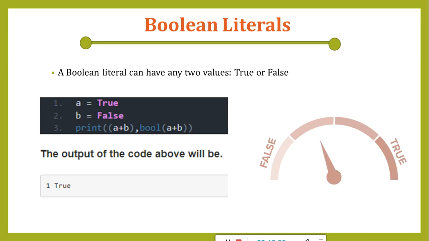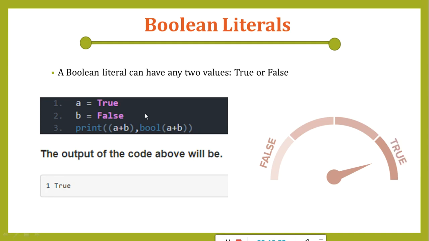True stands as a 1, false means 0. So if we are taking A plus B, what we are doing is 1 plus 0. So 1 plus 0 becomes 1. While printing A plus B, you can see here it is printed as a 1. Why? Because true means 1, false means 0, 1 plus 0 becomes 1.